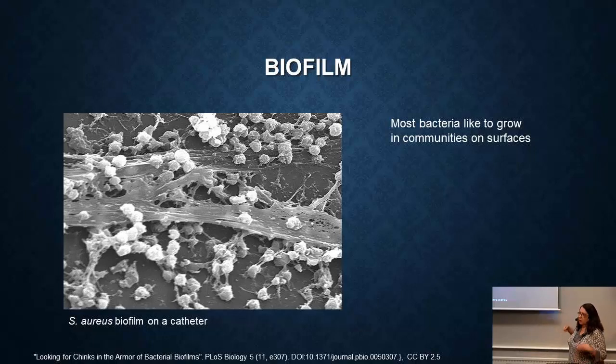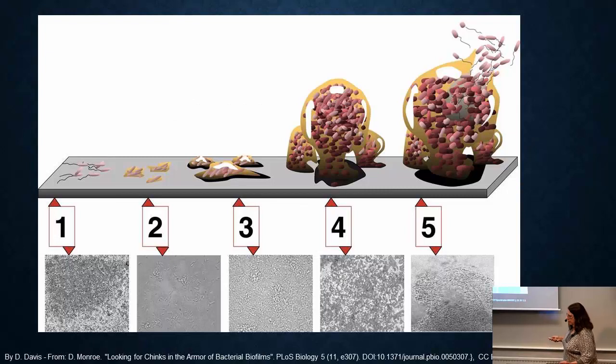Most bacteria like to live in communities on surfaces. Almost all bacteria do this. And they do this in a very particular way. It's not just a random event. What they do is shown here. Bacteria will first be hanging around near a surface. They then attach to the surface in a specific way. They then begin producing colonies of bacteria, so more and more bacteria.